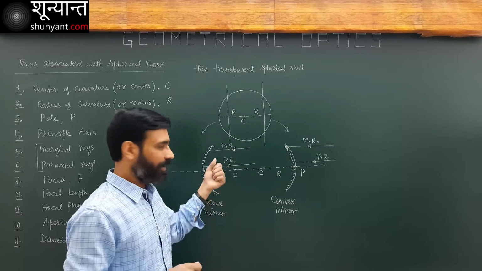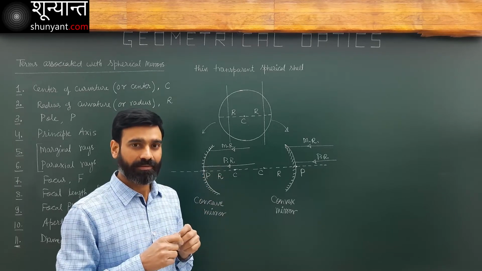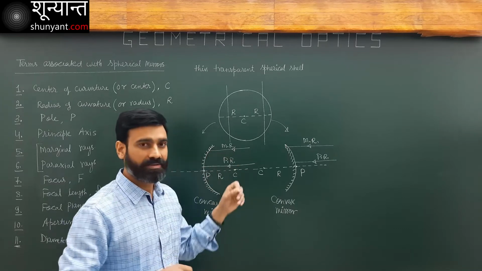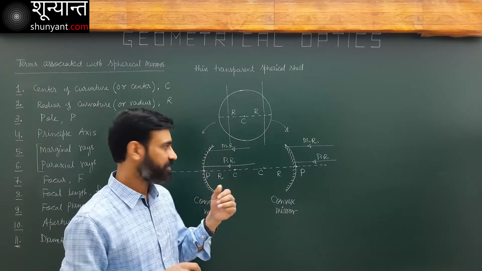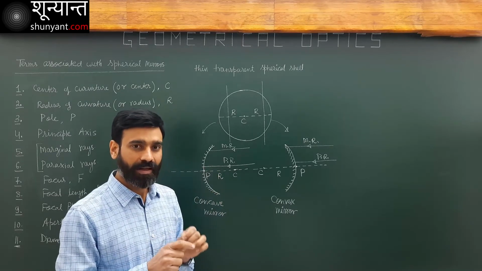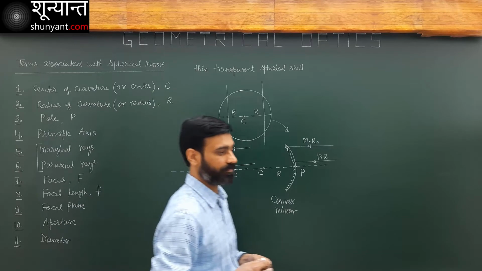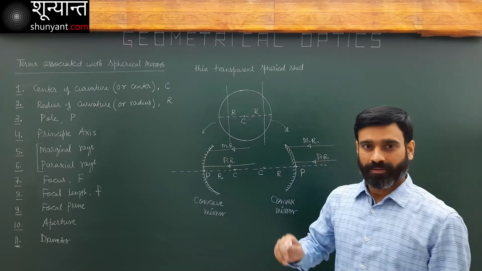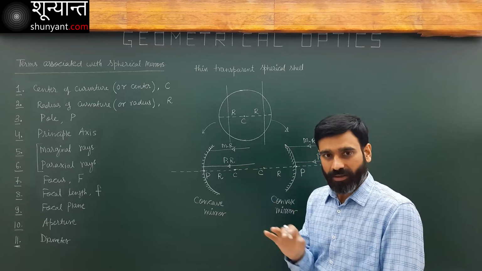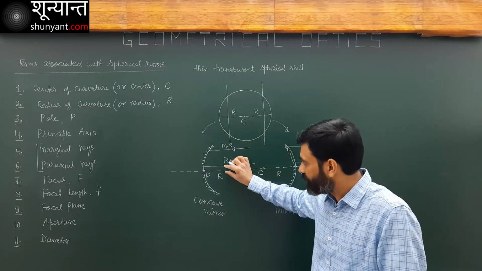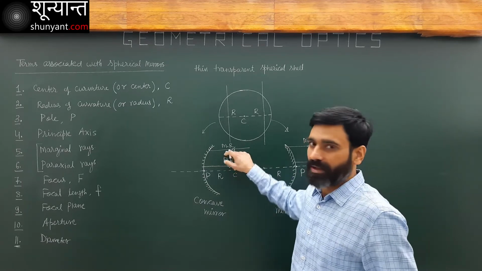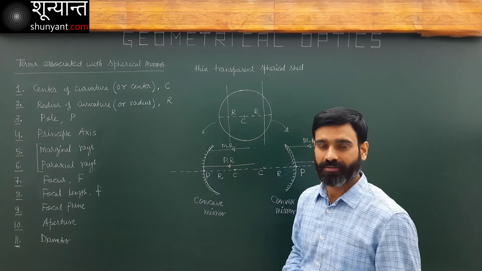Okay. Angle of incidence. Note down. Angle of incidence for marginal rays is more than angle of incidence for paraxial rays. Or for paraxial rays, angle of incidence is very small. They are very close to the principal axis, so the angle of incidence is very small. For marginal rays, angle of incidence is large.